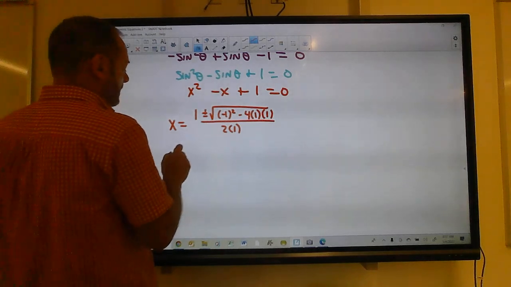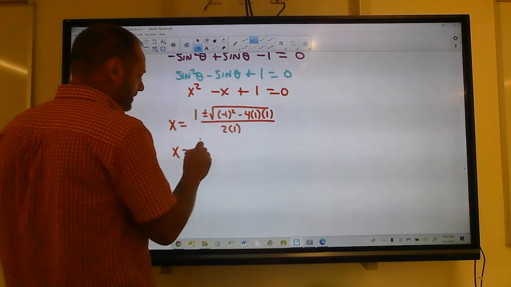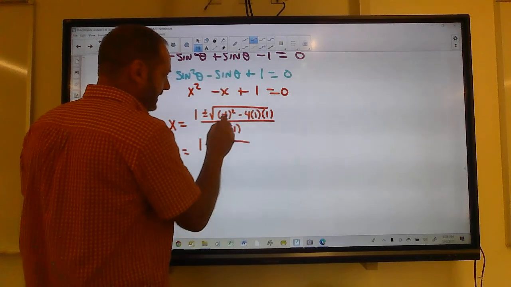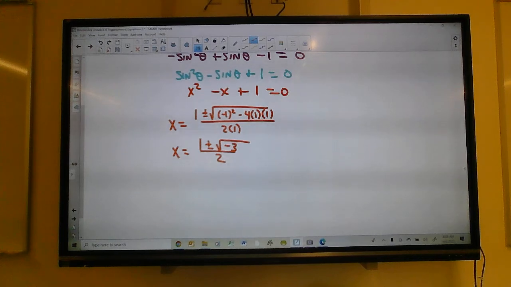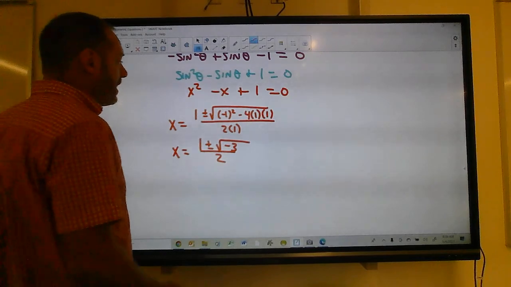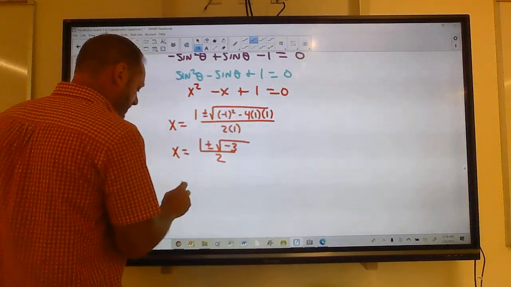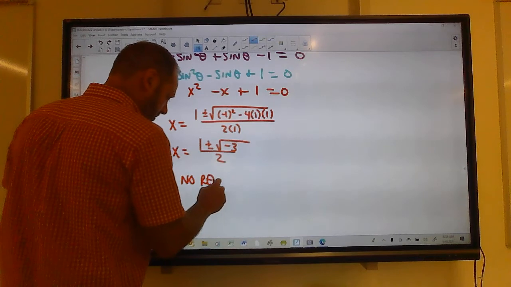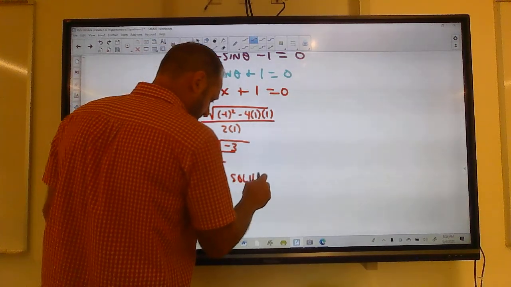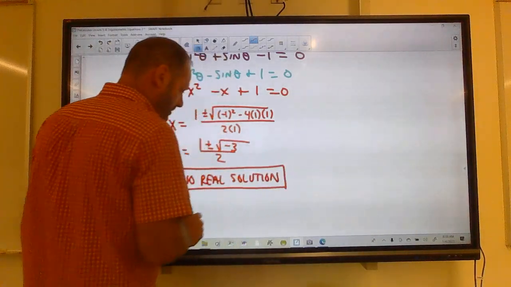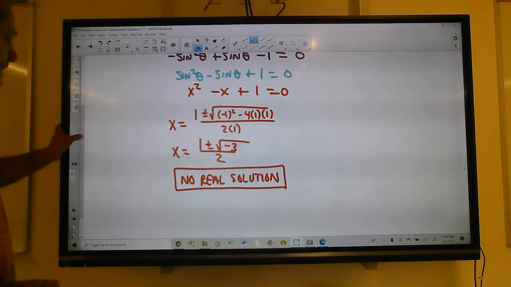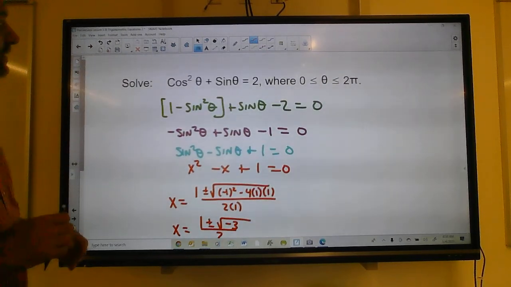Okay, so then x is going to be 1 plus or minus the square root. That's 1 minus 4, that's negative 3 over 2. Uh-oh, I got a problem. There's no real solution to this. So that means that there's no real solution to this one. Okay. So no solutions for that one.